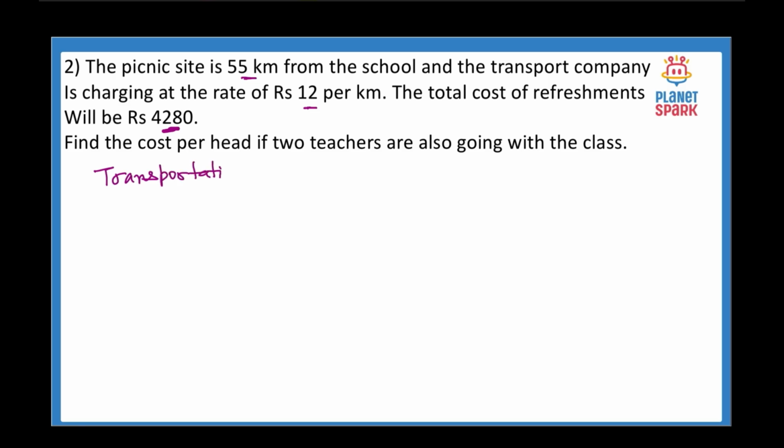Now, the transport cost per side is 12 rupees. School and picnic spot are 55 kilometer away. We are going to go and then we are going to come back. So that means 2 into 55: 55 kilometers we would be going, 55 kilometers would be coming back. So 2 into 55 is the total distance that we are covering. Per kilometer charge is 12, so the total cost of transportation will become 2 into 55 into 12. That means 110 into 12, which is rupees 1320. That is the total transportation cost.